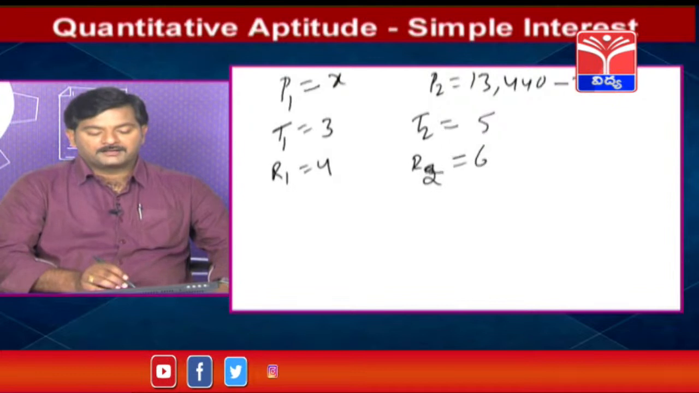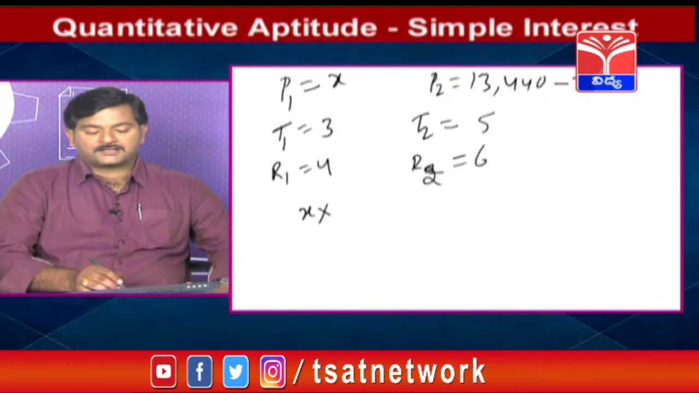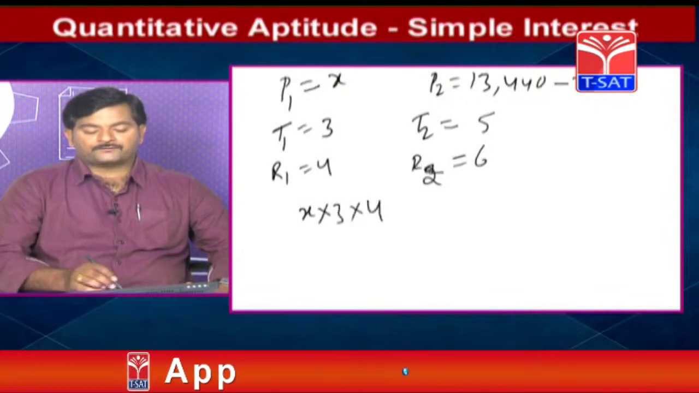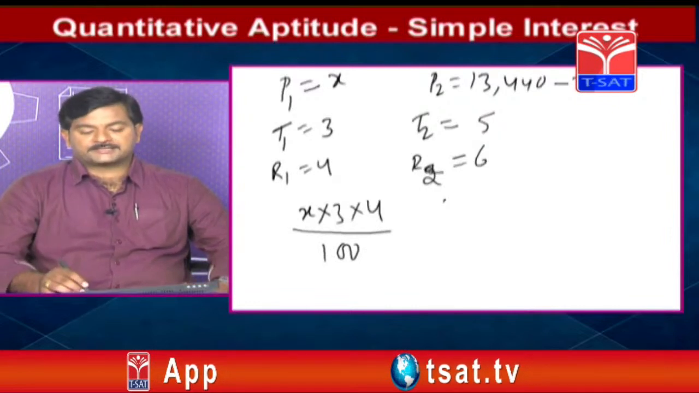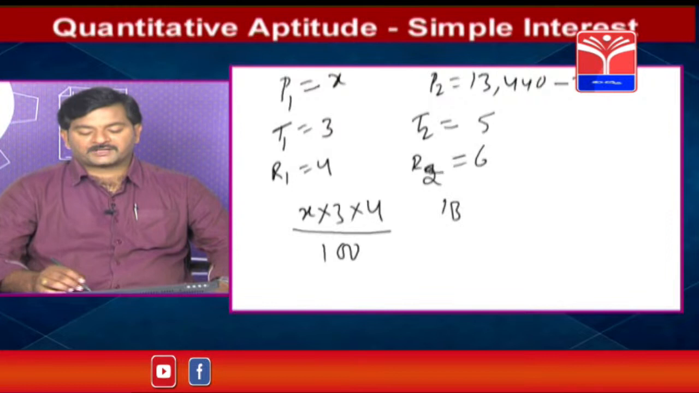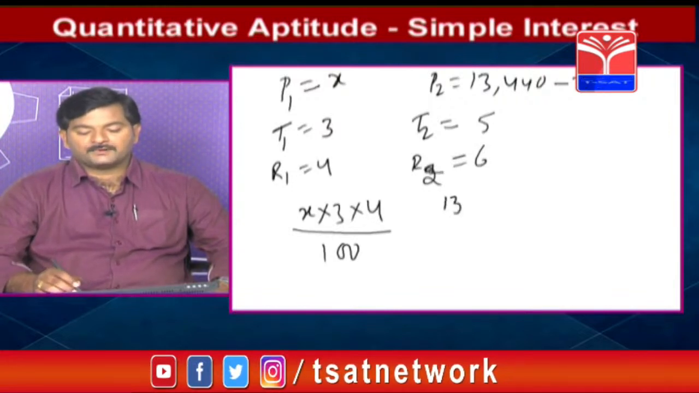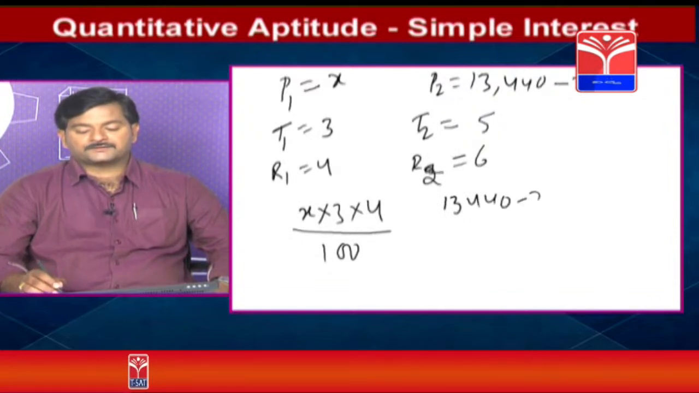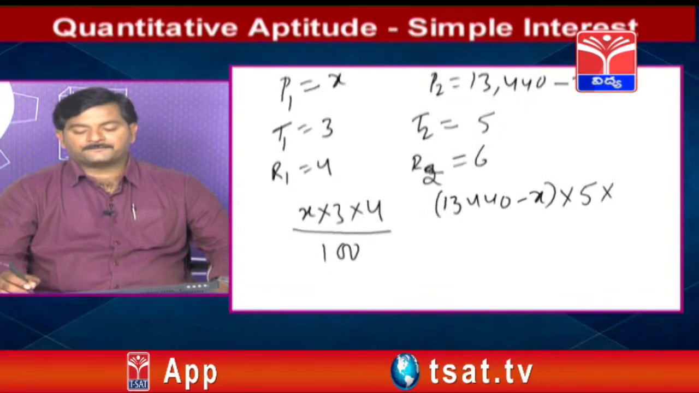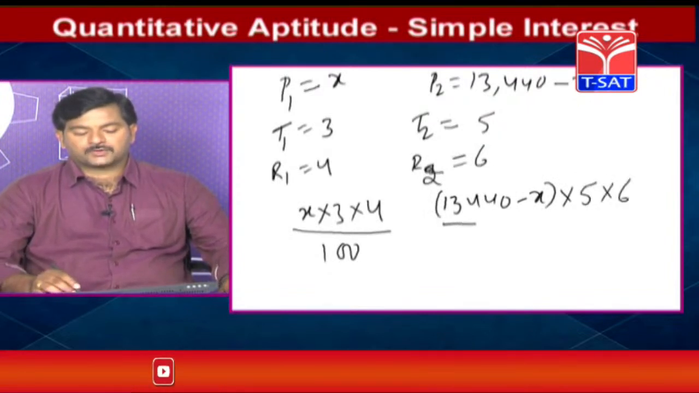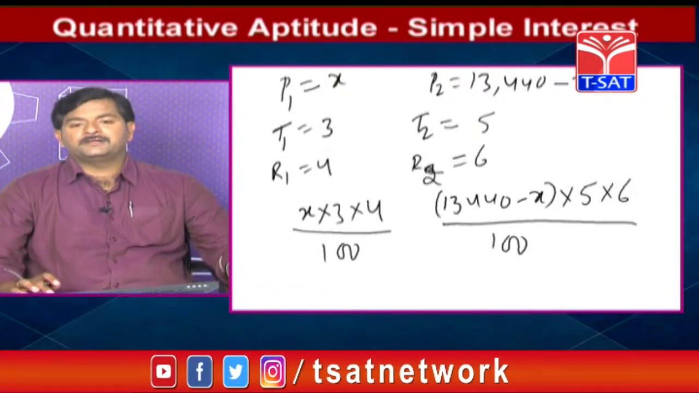So how you will equate here? I is equal to PTR by 100. In first case, P is equal to X, T is equal to 3, R is equal to 4, PTR by 100. This is the interest obtained from first case. In second case, P is 13,440 minus X, into T value 5 into R value 6, whole by 100. So this is the interest obtained from second case.